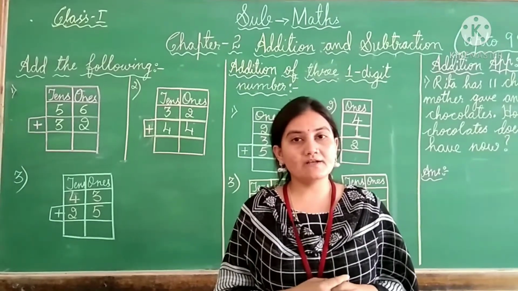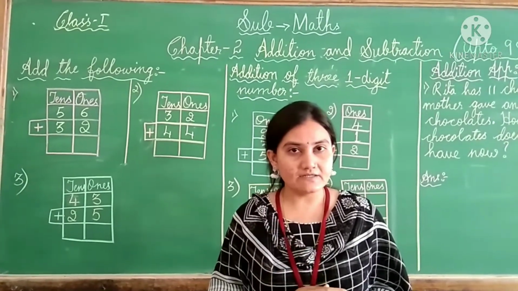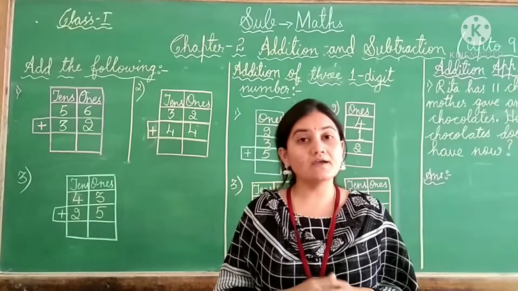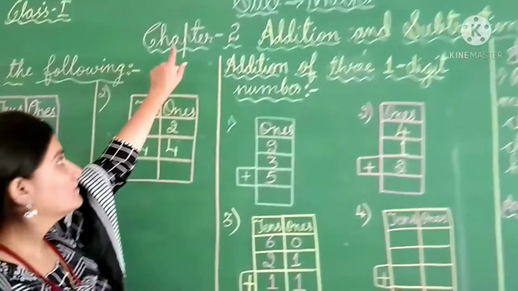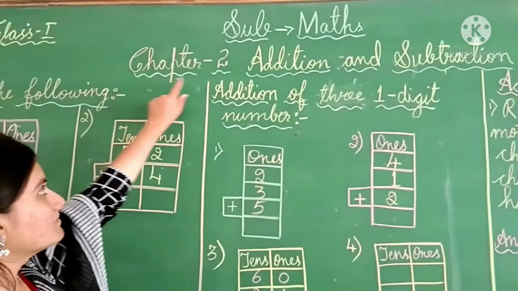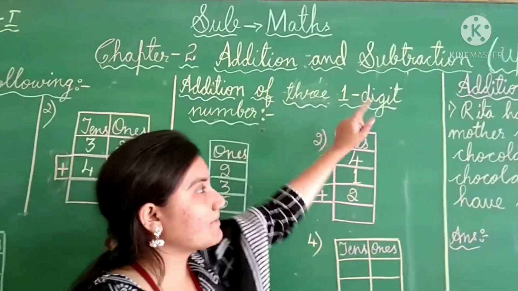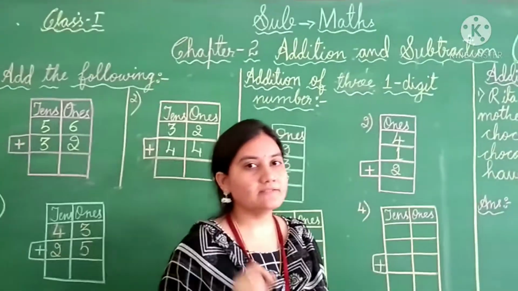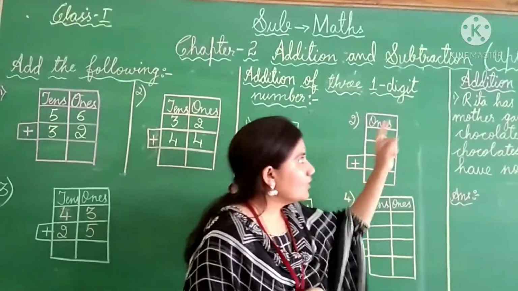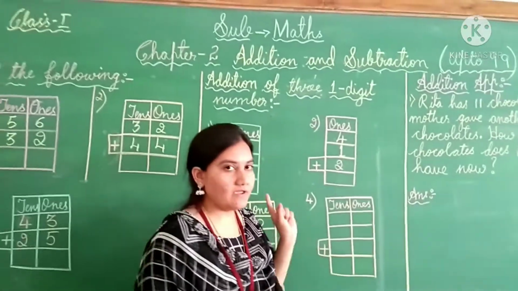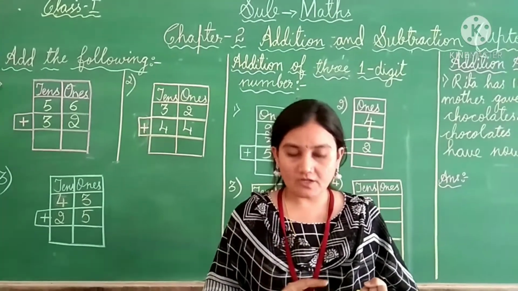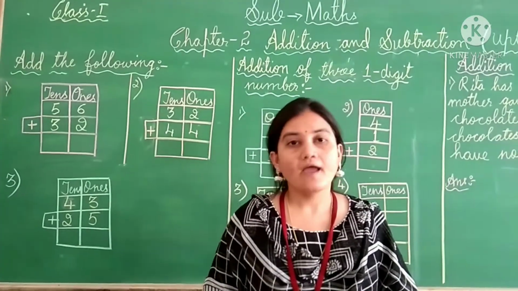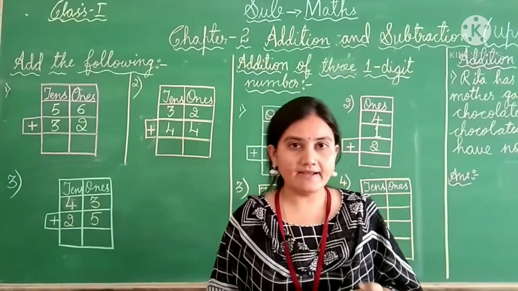Till now we have completed chapter 1, children, isn't it? So today we will continue with chapter 2. Look to the board, children. Chapter 2, Addition and Subtraction, up to 99. On addition you will read till 99 and even on subtraction till 99.